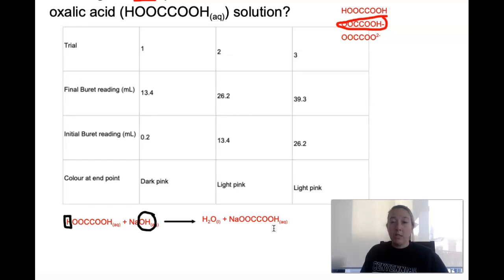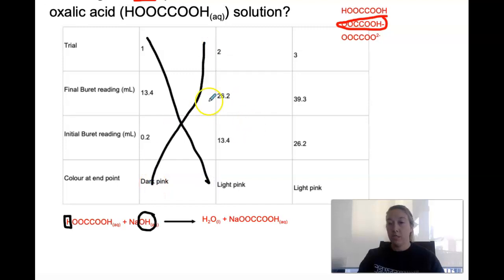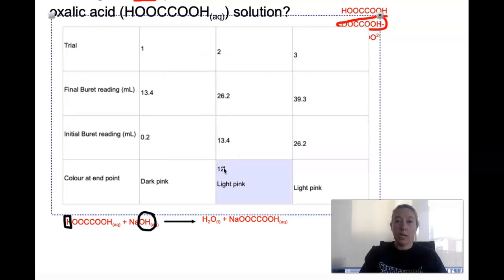So once I write the balanced chemical equation, this is literally just a regular stoich question. So I have three experimental pieces of information. This one here says dark pink, and light pink. I am going to eliminate this trial because it's the one that isn't like the others. So that leaves me with these two trials that I am going to be working with. So it gave me a final burette and an initial burette. So to figure out the volume that we actually used, we get the difference. So it's 26.2 minus 13.4. That tells me we used 12.8 milliliters here.